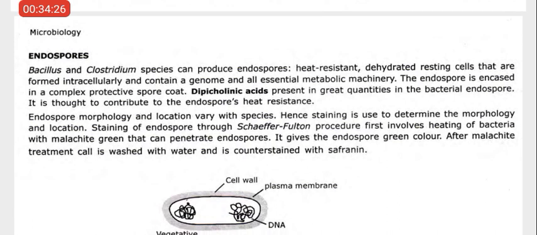Then endospores. Bacillus and Clostridium species can produce endospores, heat-resistant, dehydrated resting cells that are formed intracellularly and contain a genome and all essential metabolic machinery. The endospore is encased in a complex protective spore coat.